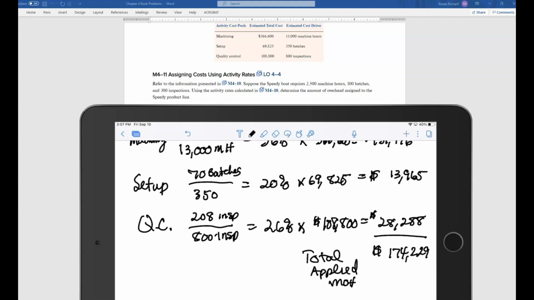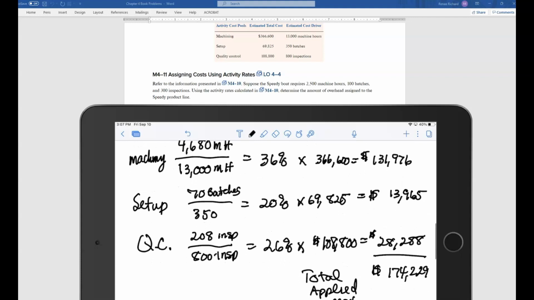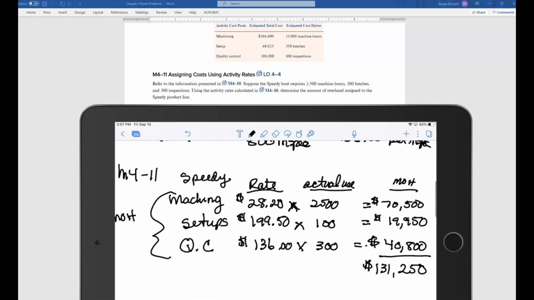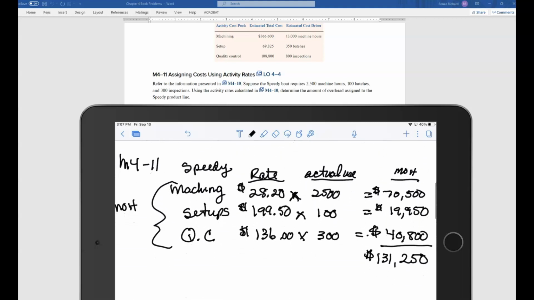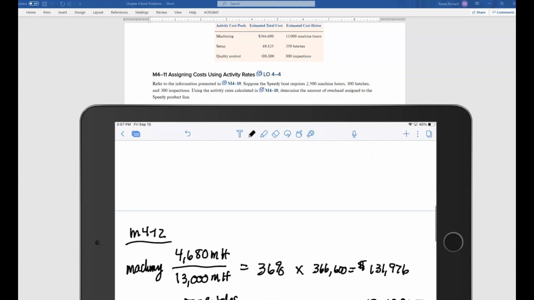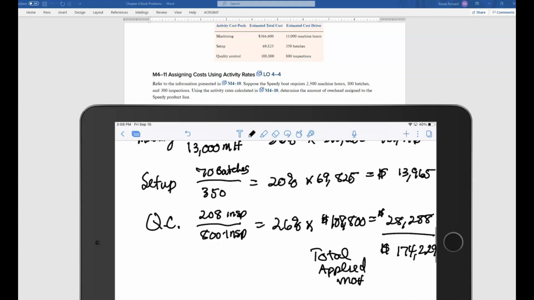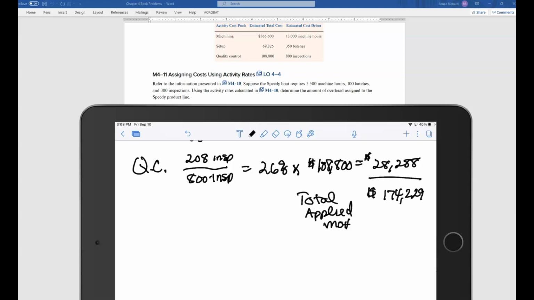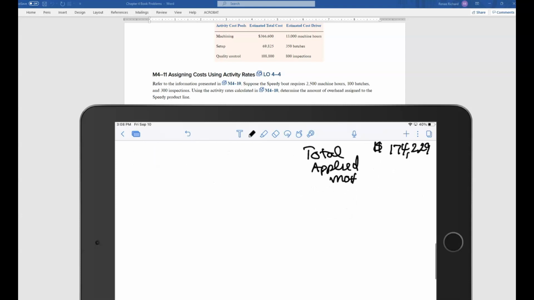Sorry. So what you want to think about here is we could have assigned this using one driver, but you can see that quality control for one is a lot more than quality control for the other. So we want to be more accurate. The bottom line is ABC costing gives you a more accurate picture of your costs. Okay?